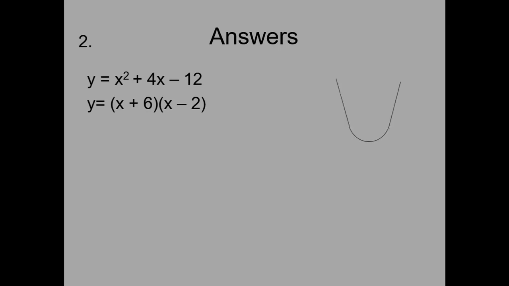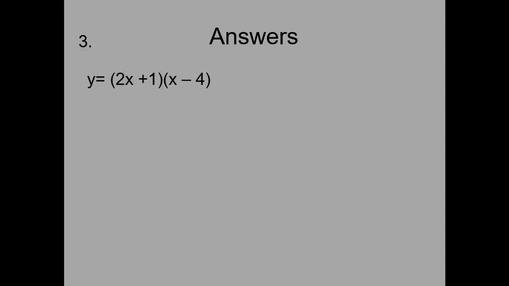I can show that it's going to cross the x-axis in 2 places. One of those roots is negative and the other one's positive, so my y-axis is going to be in between them, but closer to 2 than negative 6. And I've got my y-intercept, which is negative 12. Labeling that, let's go on to question 3.